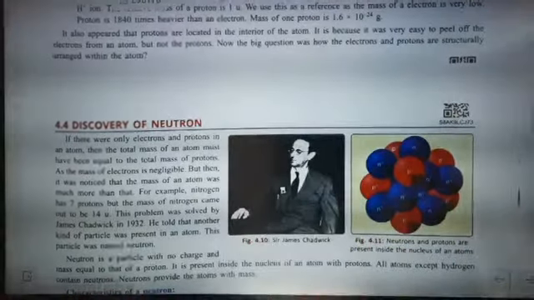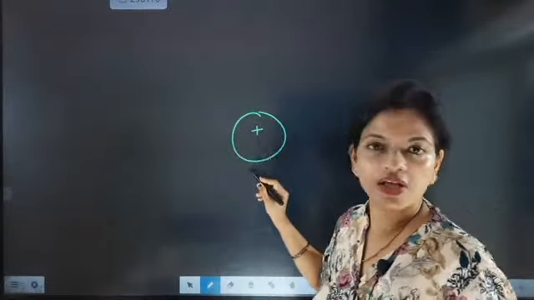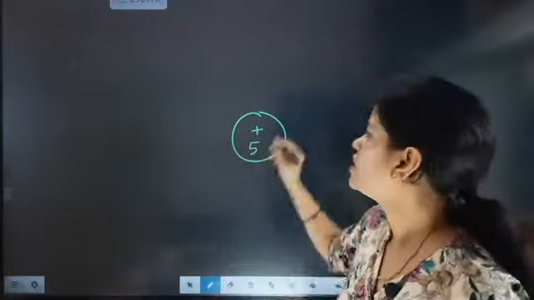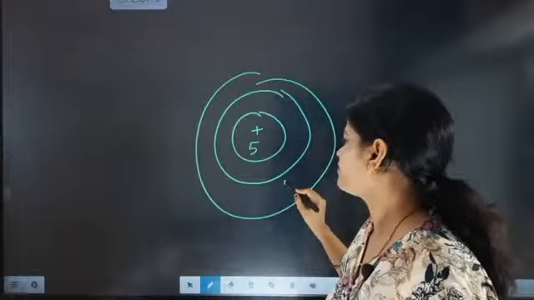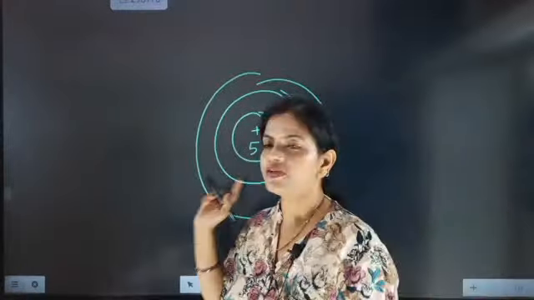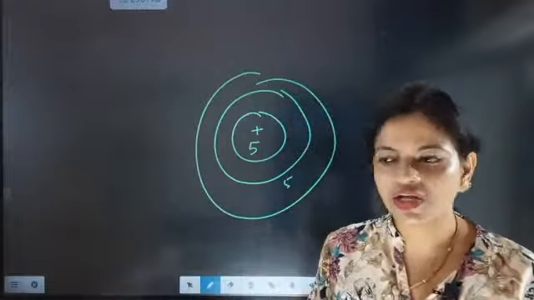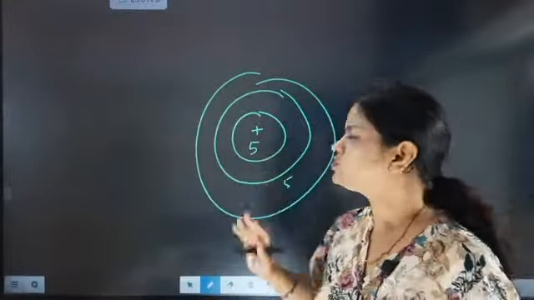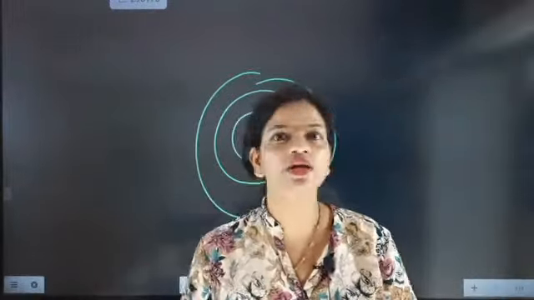What I am telling you, I am just drawing and explaining. Just understand that the number of protons inside the nucleus is 5, that is 5 positive charge. The number of electrons outside the nucleus is 5. So positive and negative charge are equal in number. These two are counterbalancing and making the atom electrically neutral.